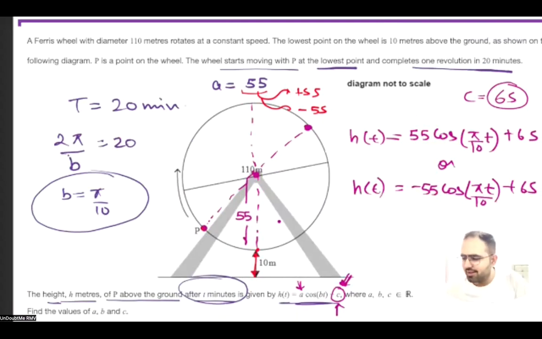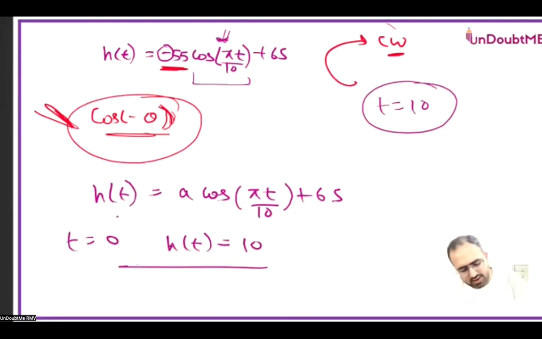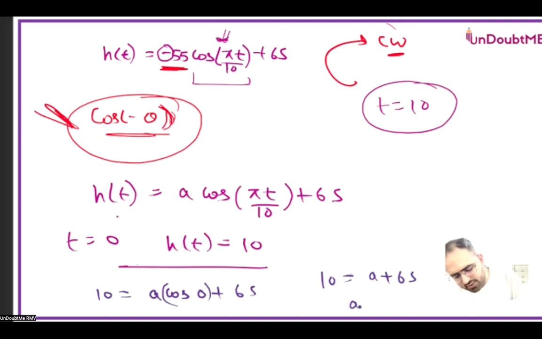Okay, I got it. So the initial point height is 10. If I place both the values over here, then 10 is equal to a cos 0 plus 65. Cos 0 is 1. So 10 is equal to a plus 65 and the value of a is minus 55.